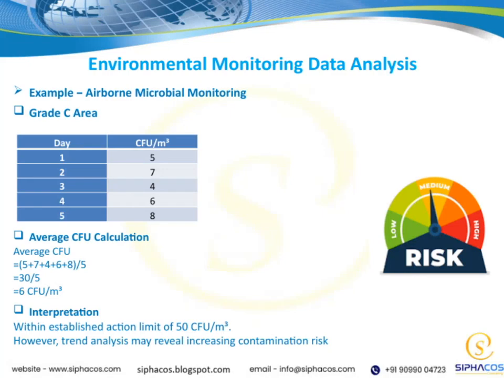Let's look at how we calculate average colony forming units, or CFU, in the air. We add up the daily counts, 5, 7, 4, 6, and 8, then divide by 5 days. That gives us an average of 6 CFU per cubic meter. This number sits well below the action limit of 50 CFU per cubic meter. But even though we're within limits, the upward trend over these days suggests we should keep a close eye on potential contamination risks in this grade C area.